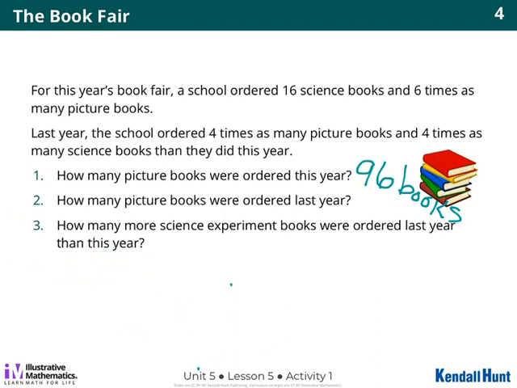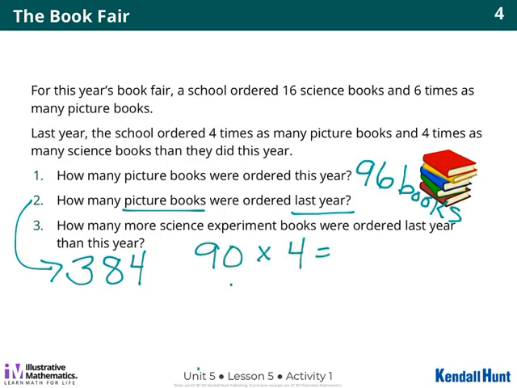Now, let's look at number 2. How many picture books were ordered last year? What did you get? Okay, Riker. You got 384. Raise your hand if you got 384. All right. Who would like to share how they got 384? Okay, Madeline. I did 90 times 4, and then 6 times 4, and I added those together to get 384. So, hold on. Were you taking 96 times 4?